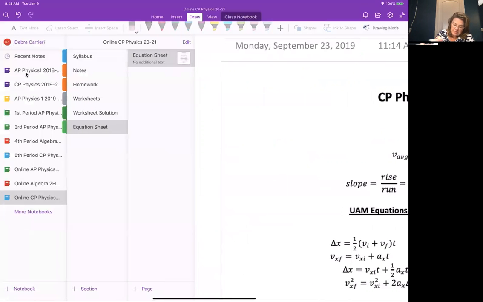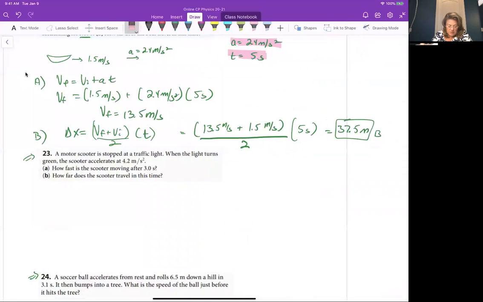And my request is that you work problems 23 and 24 and try to apply that and practice trying to figure out what equation to use. List your 5 variables, fill in what you have, and try to figure out what equation you can use to find the thing that they're asking for.